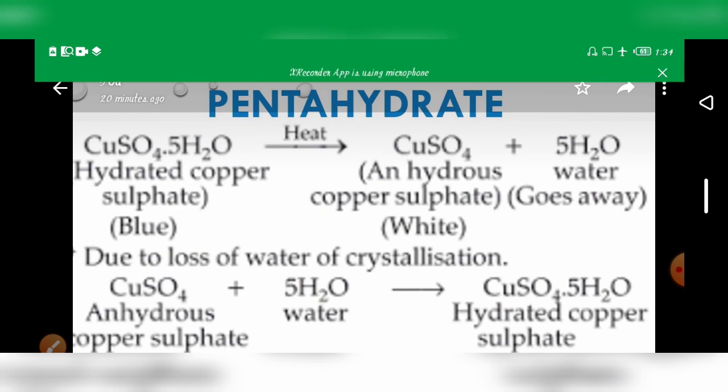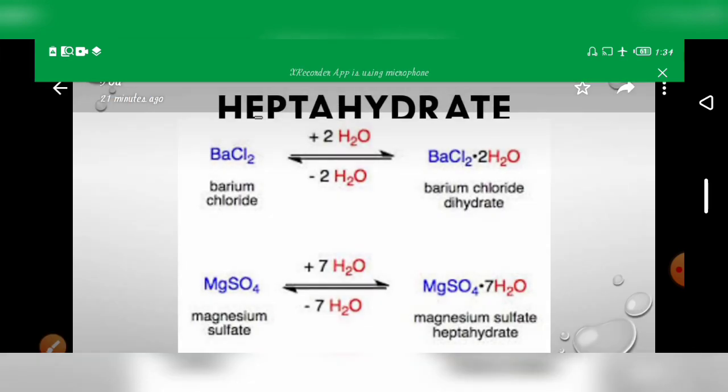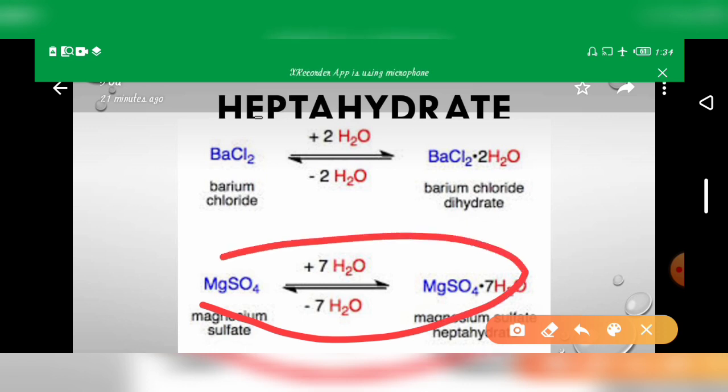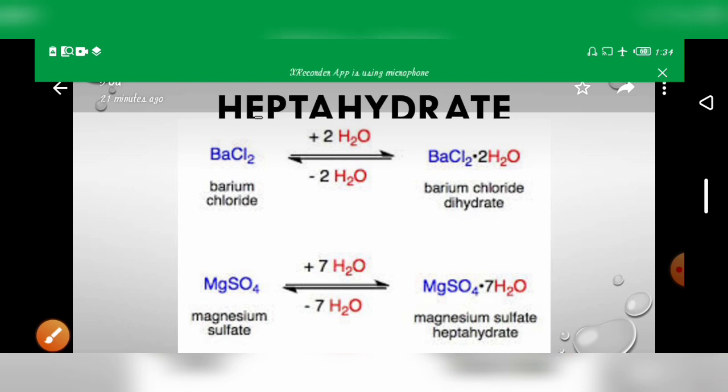Okay, next we go to heptahydrate, that is magnesium sulfate. You take magnesium sulfate, MgSO4. You see the second equation, this is given in your book, so we take this one only. Magnesium sulfate, you know very well, MgSO4. Whenever it is cooled, it gives magnesium sulfate 7H2O. Whenever it is heated, it gives magnesium sulfate.